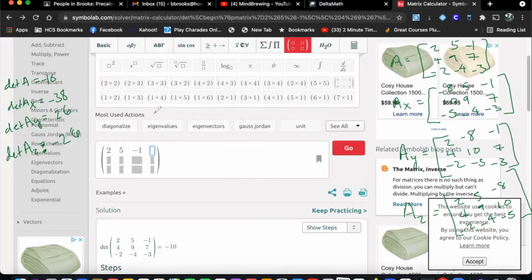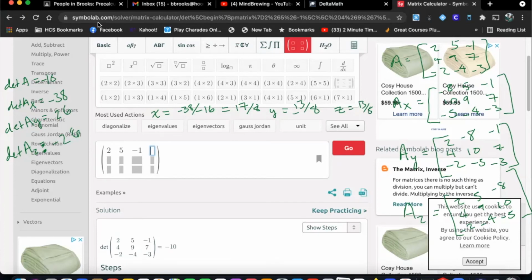x would be the determinant of x over the determinant. So there'll be -38 over, I think it was 16, which is the same thing as 17 over 8. For y, that would be 26 over 16, so 13 over 8, or -13 over 8. And then for z, -26 over -16, so +13/8.